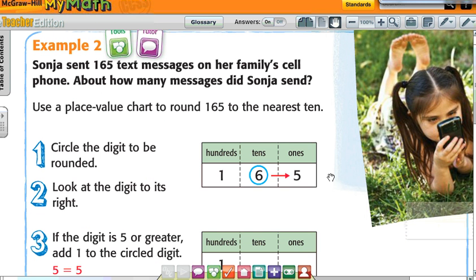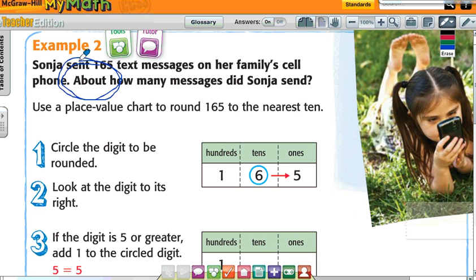Let's do example number 2. It says, Sonia sent 165 text messages on her family's cell phone. About how many? When it says about, the key word about, can you circle that for me? Circle the word about. When you see that word, that means to round or to estimate. About how many messages did Sonia send?